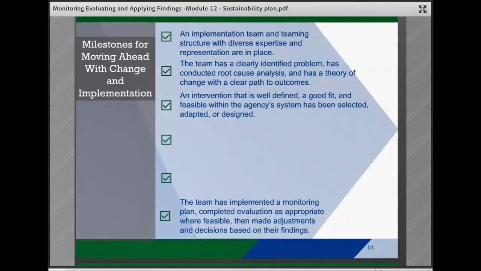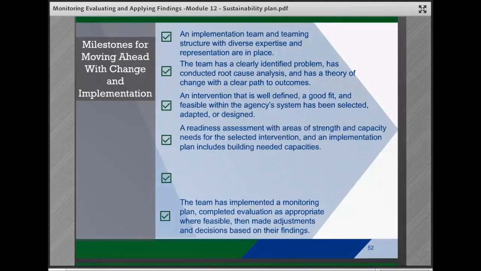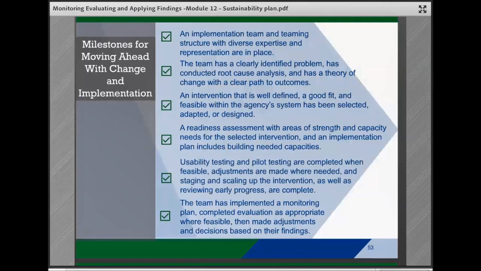They have identified, adapted, or designed an appropriate intervention that is well-defined, a good fit, and is feasible within the agency's system. They have readiness assessment findings that include the areas of strength and capacity needs for the selected interventions, and have developed an implementation plan appropriate to the scope of the intervention that incorporates plans to build needed capacities. And the team has conducted usability testing on key protocols and processes, and has conducted pilot testing when feasible.